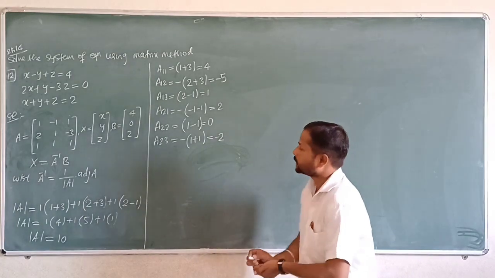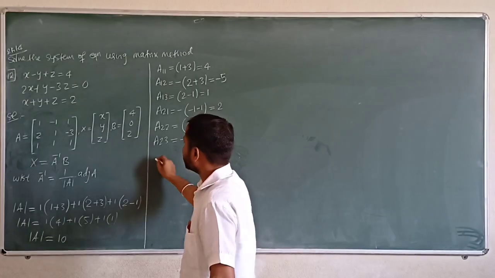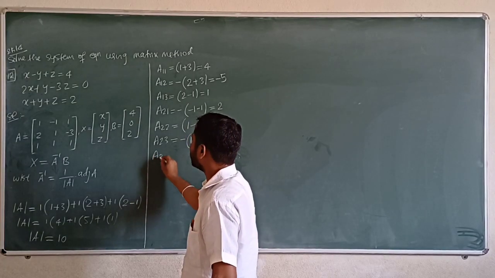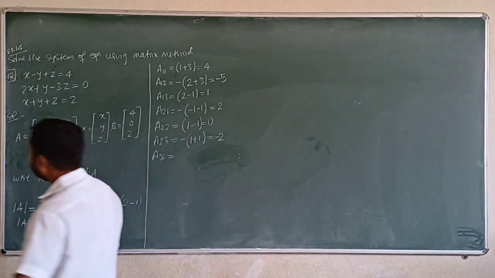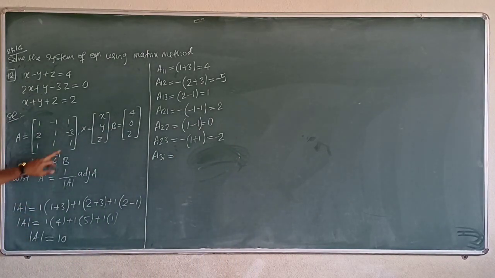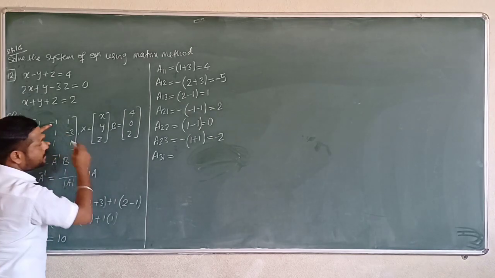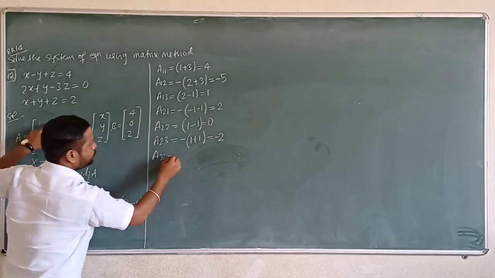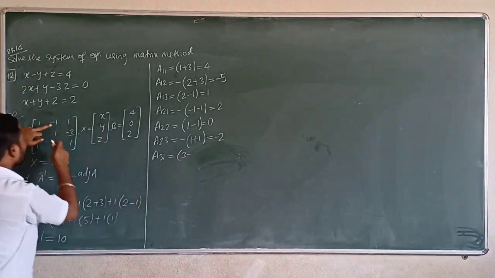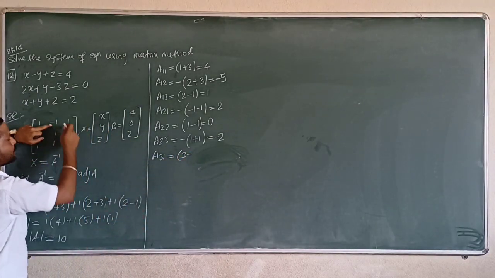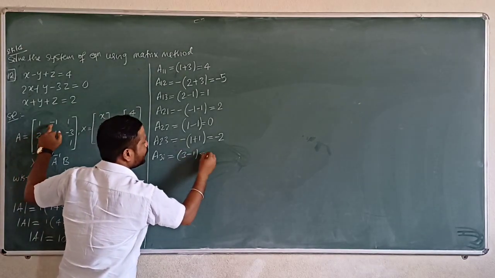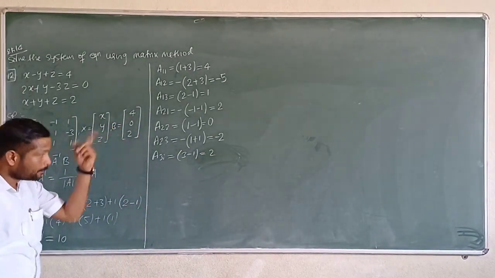Right. Next one. Take this A31 now. A31 is positive or negative? Positive now. Delete third row, first column. Then minus into minus, plus 1 3s are 3. Right. Plus into plus is plus, plus into minus is minus 1 ones are 1. 3 minus 1, 2. Which 2? Plus 2 only.